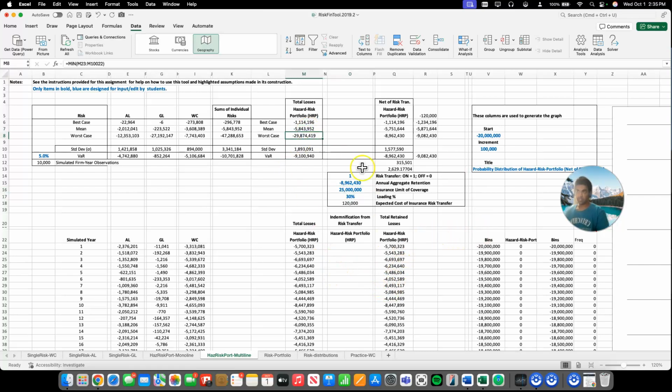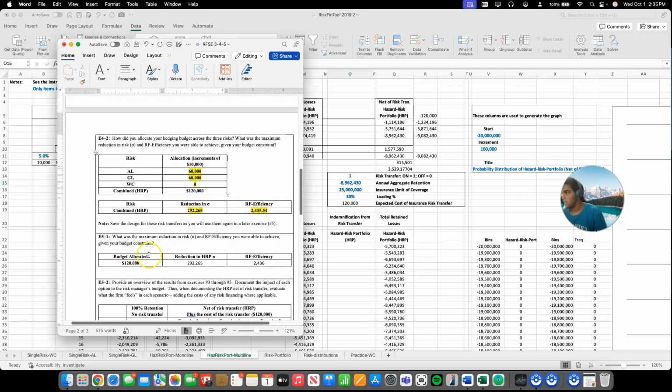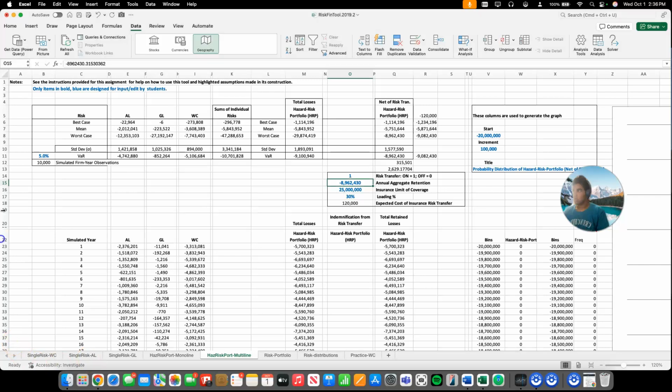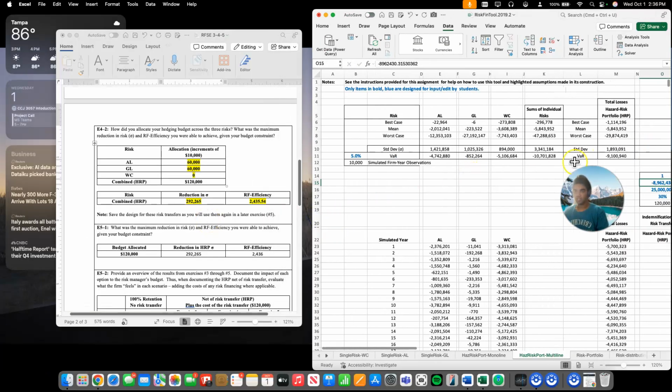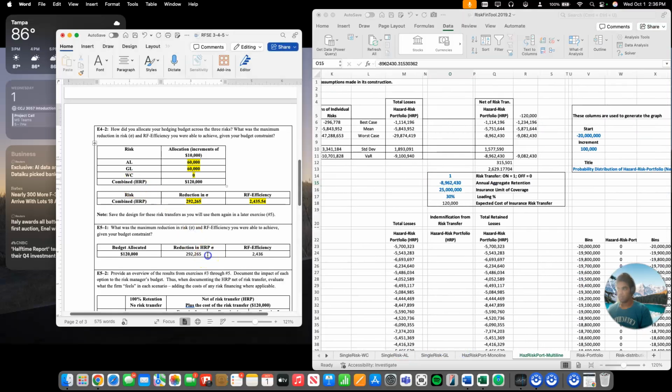Anyways, getting back to it, what's the question asking? That's it. We basically solved for that. And you can see, what was the maximum reduction in risk? Actually, hold on. I've got to change this number. Let me fix this real quick. As you can see, I had accidentally copied and pasted this number here twice. But basically, let me solve it with you.